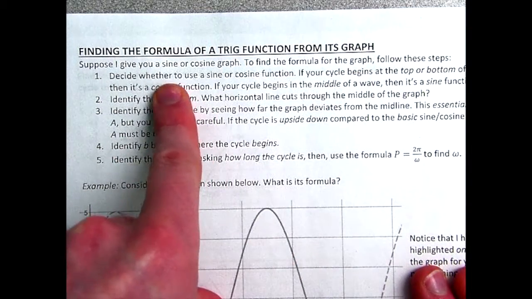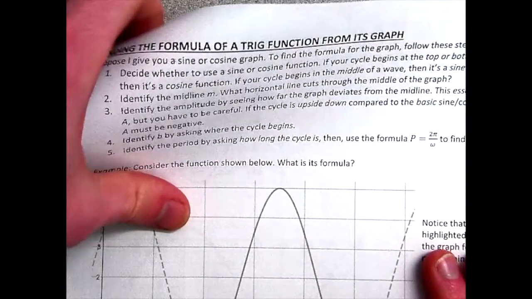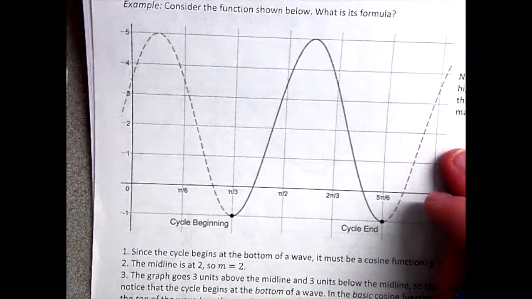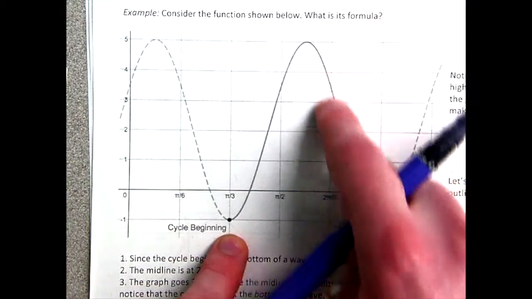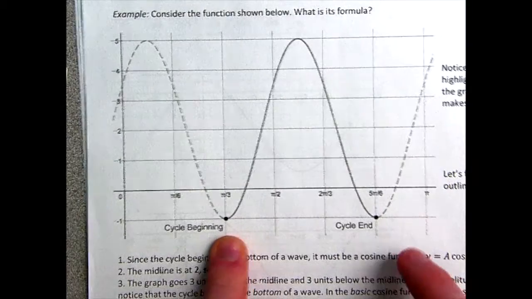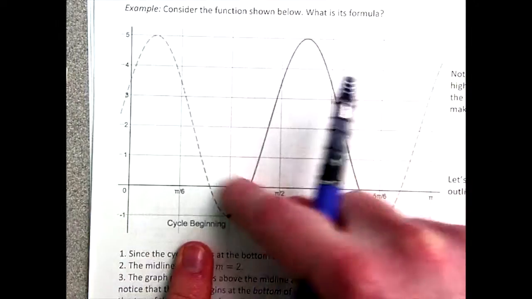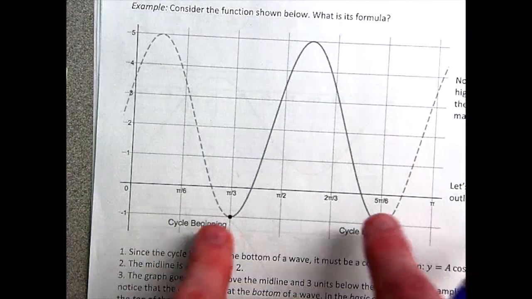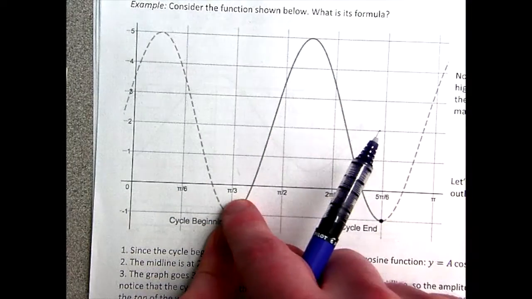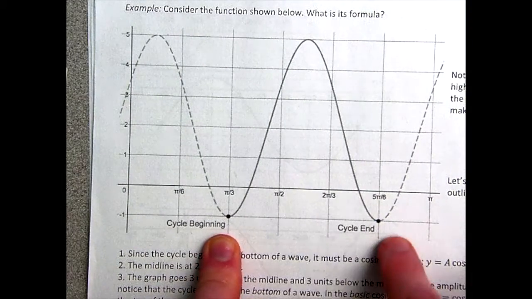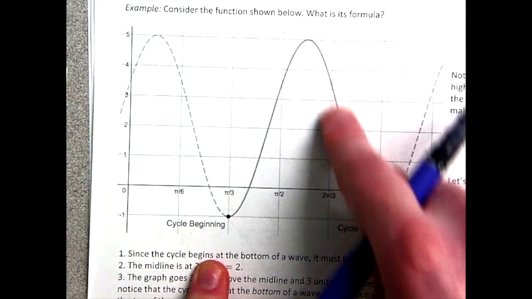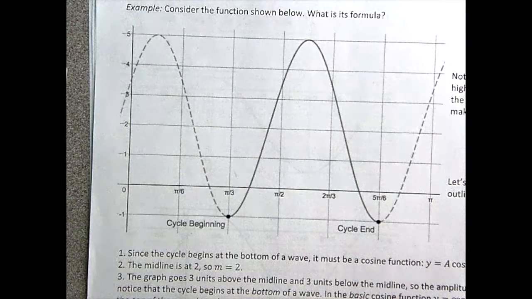So first of all, you should decide whether to use a sine or cosine function. So here's the thing. What I've done here is I have highlighted one cycle of this graph. Technically, this graph goes on forever, oscillating in both directions, but I've highlighted one complete cycle of this graph, as you can see here, the solid line. With this cycle in mind, we're really going to focus on just this cycle.